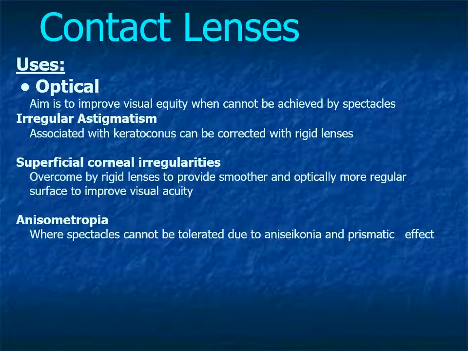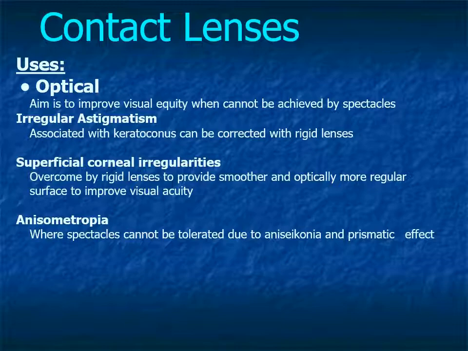So we can use the contact lenses in irregular astigmatism which cannot be resolved by the spectacles, as associated with keratoconus. It can be corrected with rigid contact lenses. Wherever there is superficial corneal irregularities, these can be overcome by rigid contact lenses. They provide smoother and optically more regular surface so that visual acuity is improved.